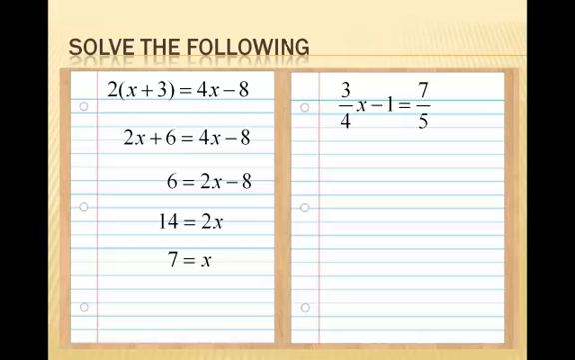Alright, let's turn our attention to the example on the right. So here I have 3/4 x minus 1 equals 7/5. And again, we want to solve this one for x. Well, the good news is, with this one, I only have a single x to worry about. So I can move directly into trying to isolate it.